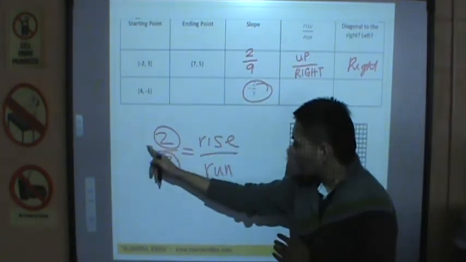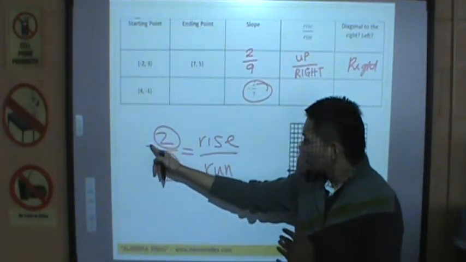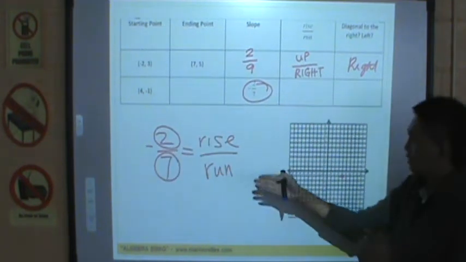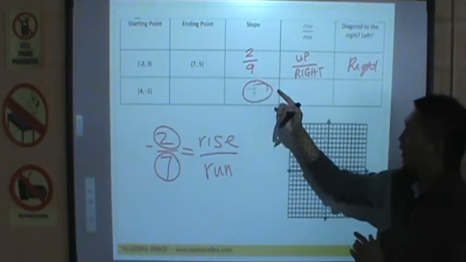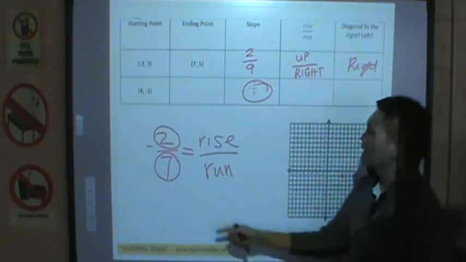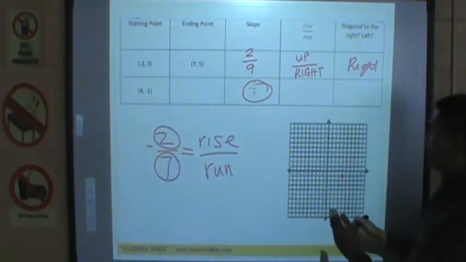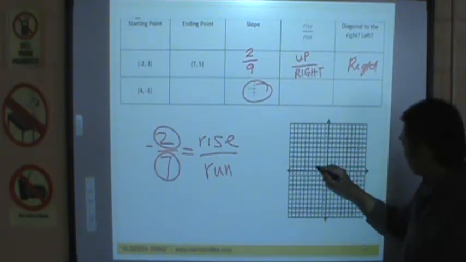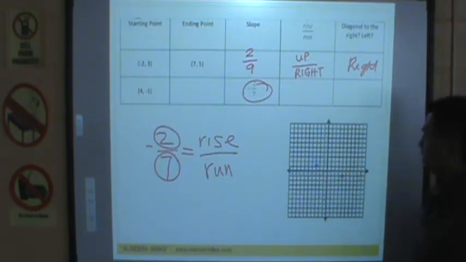Remember, the negative should always go to your run, because the rise will always be going up, and then for the run you decide whether you go left or right. Now that we have a negative, we have to go to the left. So you go up 1, 2, and then 1, 2, 3, 4, 5, 6, 7. That's going to be your second point.